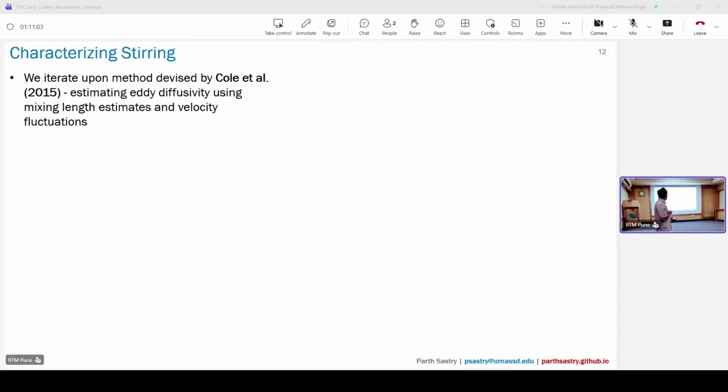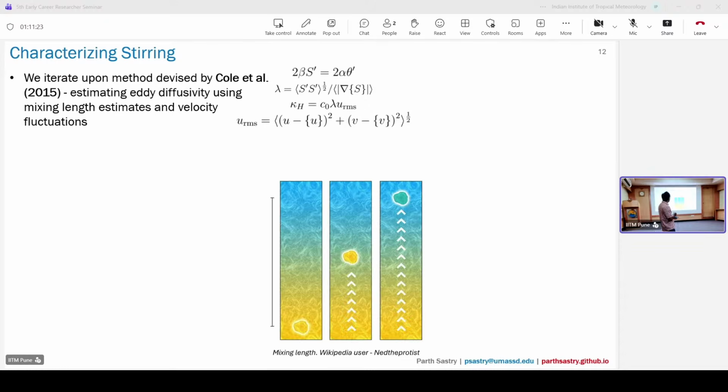In 2015, Sylvia Cole at Woods Hole did this by looking at essentially the fluctuations in salinity or temperature. You can choose either one, because on an isopycnal, the salinity variance will be related to the temperature variance. And how exactly do these variances relate to the mean gradient? With this sort of idea, you can create a mixing length, where a mixing length is essentially a generalization of Prandtl's idea of turbulent mixing.